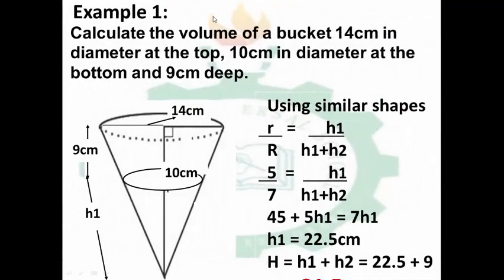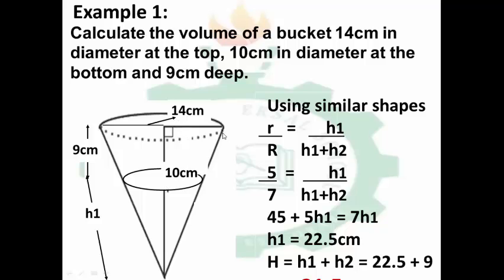Using similar shapes, the diameter of the smaller cone is 10 centimeters, so the radius is going to be half of that, which is 5. Then the radius of the bigger cone is going to be 7, that is half of this 14, which is the diameter here. So we have 5 over 7 equals h1 over h1 plus h2.